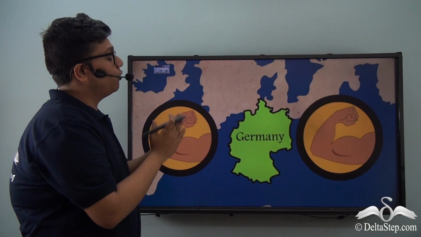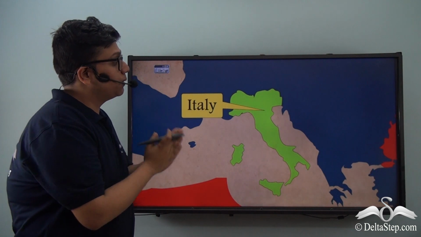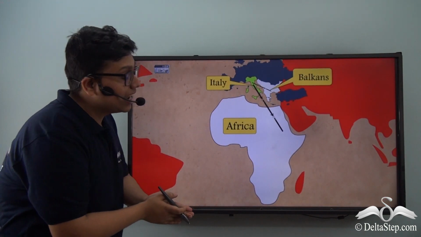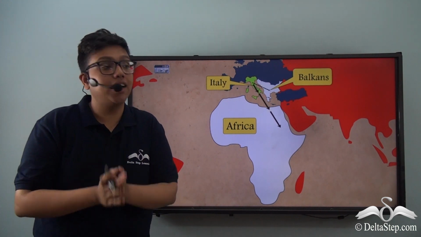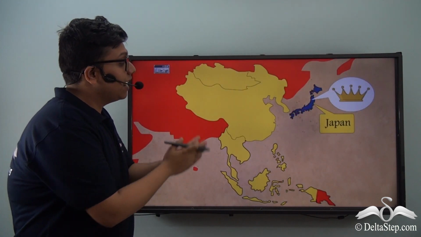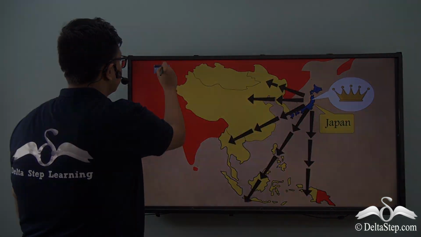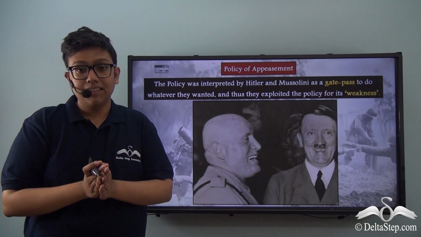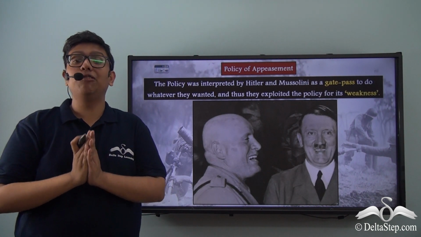Germany wanted to take over the entirety of Europe. Italy wanted to achieve its supremacy over the Mediterranean region, Africa and the Balkans, and Japan wanted to be the master of Southeast Asia and the Pacific Islands. But that is not to say that the policy of appeasement was a bad policy. In fact, it was actually a pretty good one.